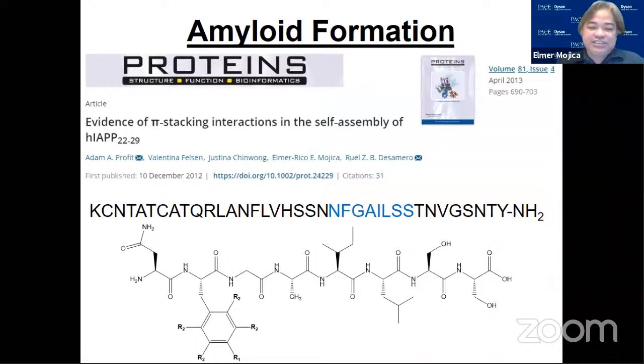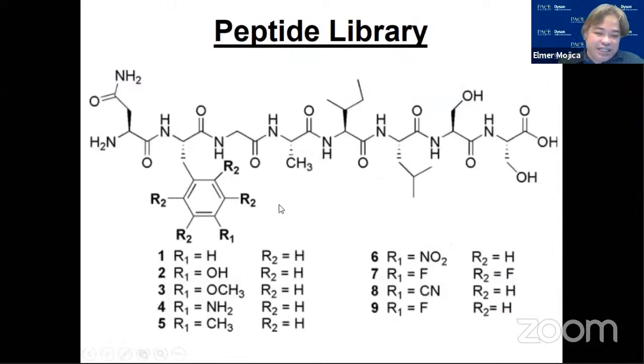phenylalanine in this NFGAILSS. What we did with the phenylalanine, we replaced it with some functional groups. Instead of the H that is in phenylalanine, we put a hydroxyl group there, a methoxy group, an amine group, and a methyl group. Those are the electron-donating groups. And then in another set, we also did some electron-withdrawing groups. We have the nitro group here, the fluoro, the cyano, and the pentafluoro, where everything was replaced by fluorine.